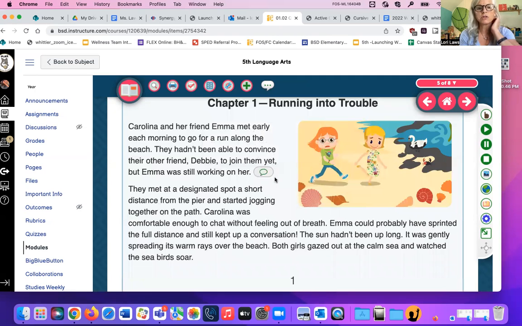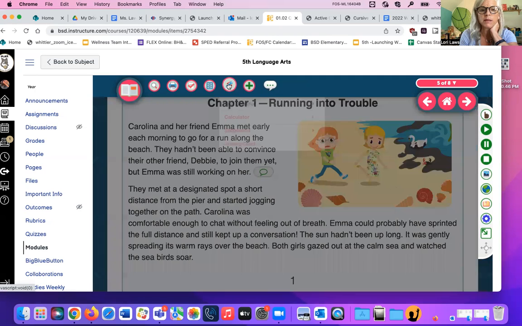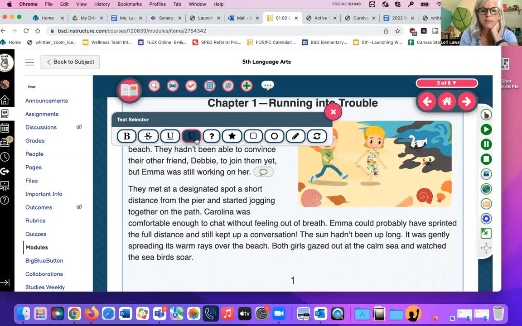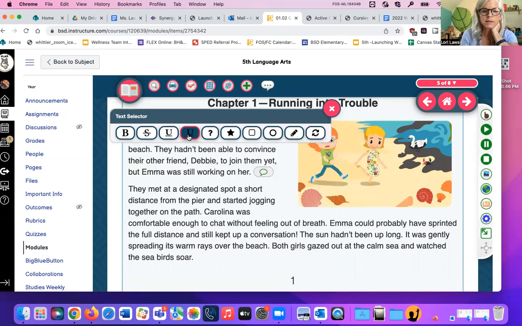So here they said, which sentence in the text tells you how Debbie feels about running on the beach? So here you're going to use your interactive tool. So I'm going up to my toolkit, text selector. I'm going to get my underline tool. And I think it's the part where they said they hadn't been able to convince... Let's make sure, let's just get a pen. They hadn't been able to convince, underline, there we go. We had to highlight it first. Their other friend Debbie to join them yet, but Emma was still working on her. That shows me that she did not want to go.